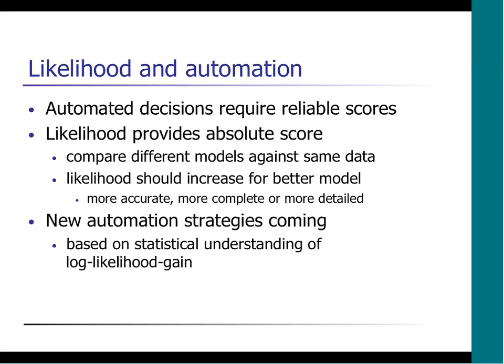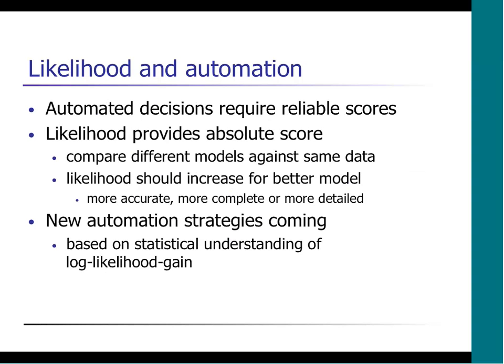Okay, so one of the advantages of likelihood is that it really does lend itself to automation. And that's because if you want to do automation, you need to make decisions, and to make decisions, you need reliable scores. So likelihood, it turns out, is an absolute score that allows you to compare one model against another. If you have several different choices of model and you're comparing them against the same data, the model that gives you the highest likelihood score is the best model, so you know that you can choose that one as the best. And we also know that likelihood should increase as the model improves. So if you make the model more accurate, make it more complete or more detailed, then the likelihood should increase.